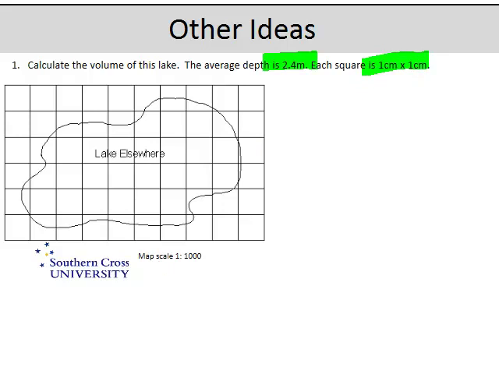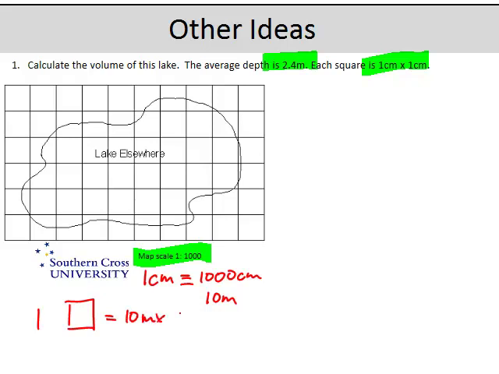We've got a map scale that's 1 to 1,000. So that means that our 1 centimetre on the map is equivalent to 1,000 centimetres in real life, which is 10 metres. So that means that one of those squares is 10 metres by 10 metres, which is 100 square metres. So what we need to do is go through and count how many there are.